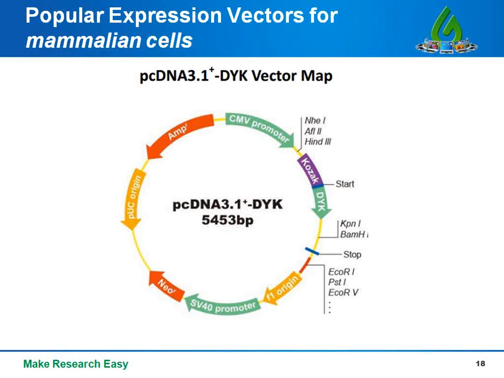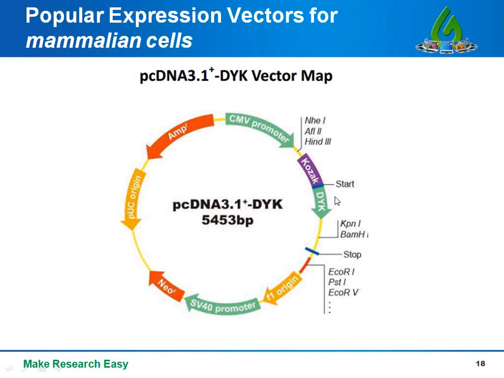The map here shows a version of pcDNA that contains the DYK or FLAG tag. Other tags are available. And in this case, it's going to be a C-terminal tag, but obviously tags can be placed either N-terminal or C-terminal.